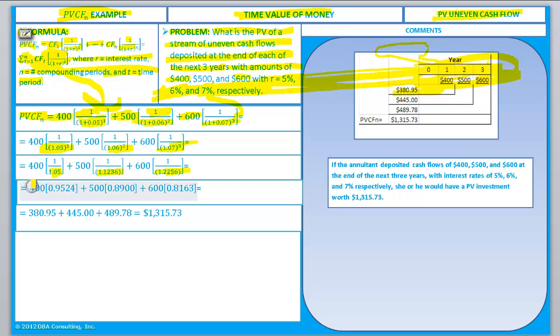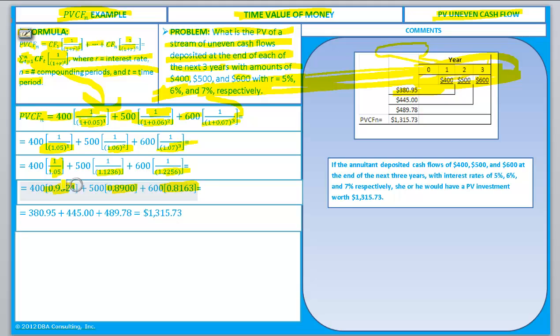So now we're going to simplify these fractions. So 1 divided by 1.05 is 0.9524. 1 divided by 1.1236 is 0.8900. And then 1 divided by 1.2250 is 0.8163.